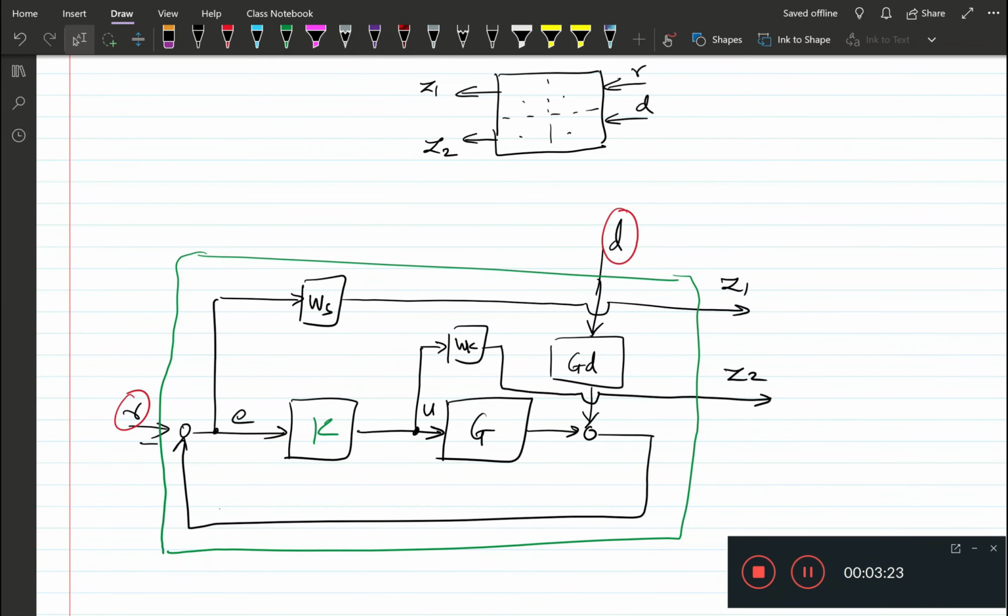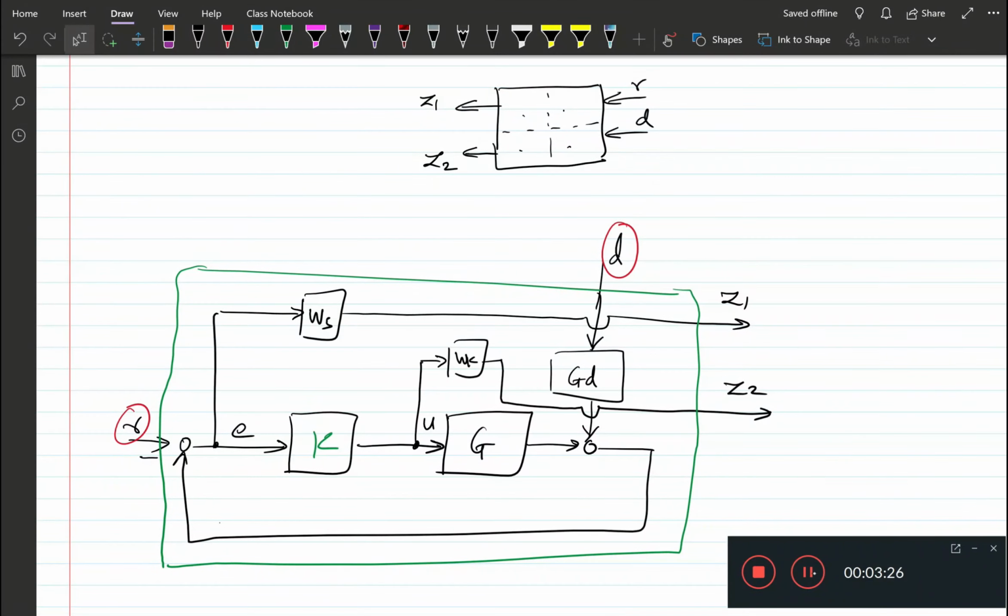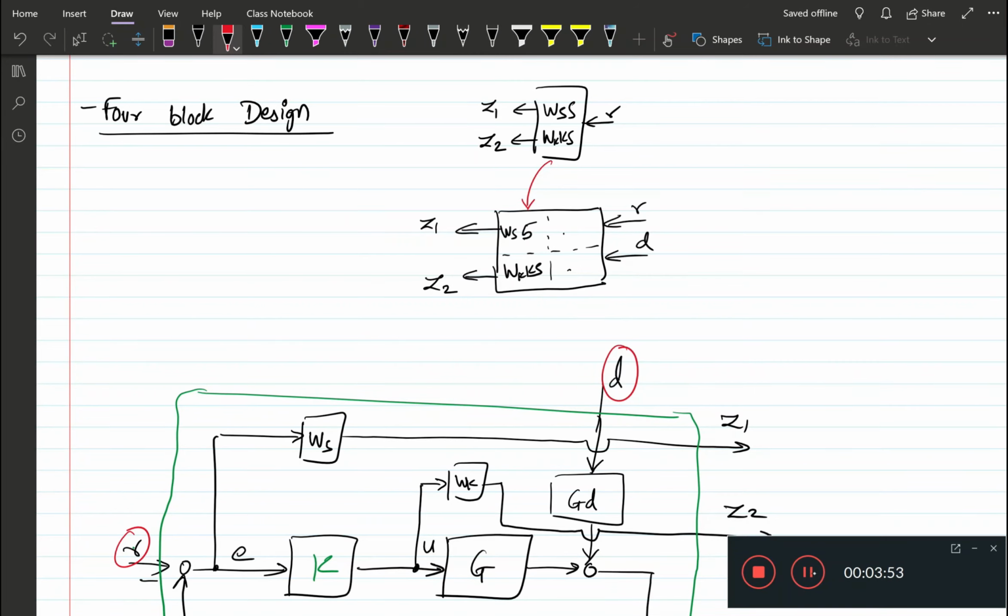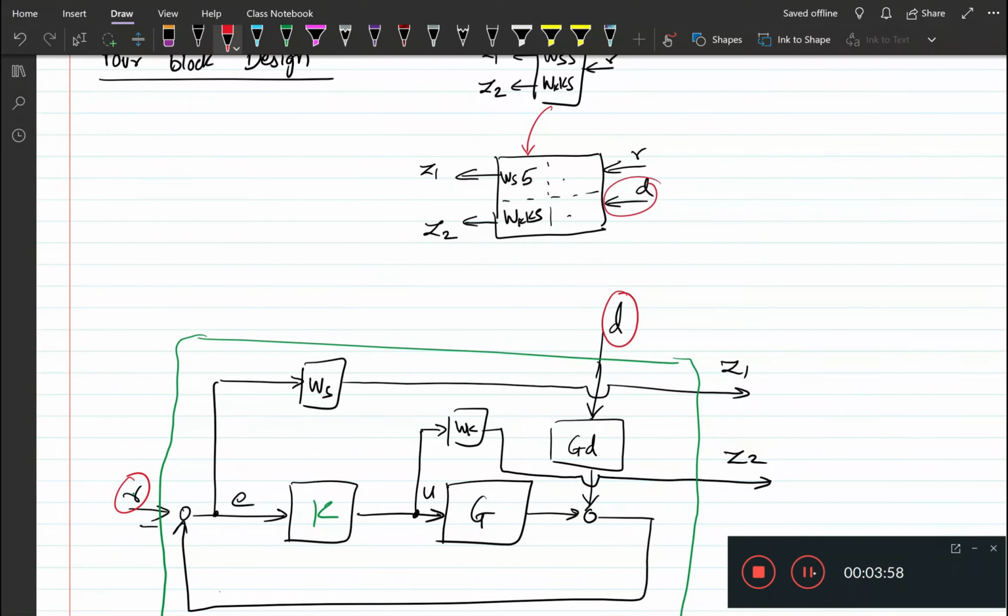So now let's just write down these transfer functions. So we have from R to E, the transfer function is just S, and from E to Z1 is WS times S, so that would just be WS times S. Similarly, from R to U we have as before WK times KS. So this was already there in the 2-block design. Now we have two more blocks, which is because we have an additional disturbance input, and this is from D.